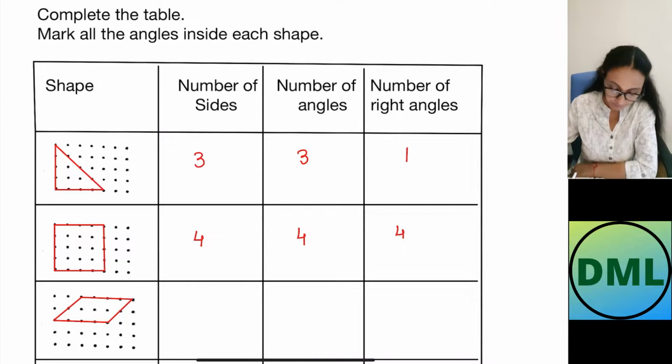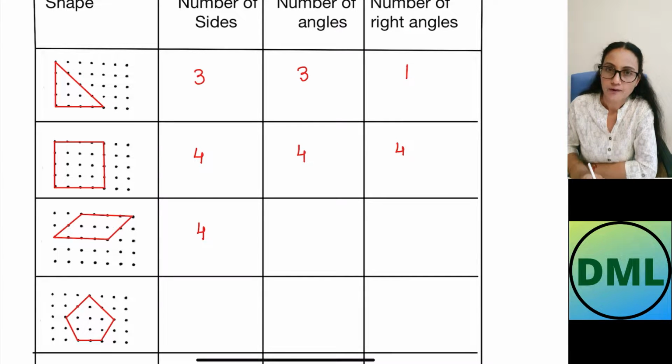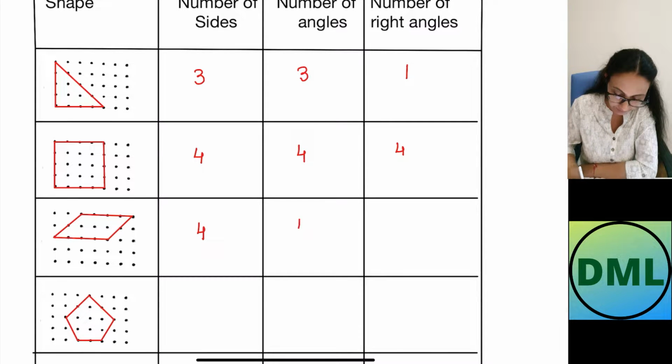Let's see our next shape. This is our shape. How many sides do we have? 4, right? 1, 2, 3 and 4 sides we have. Let's write down the value here. How many angles do we have? 4, right? 1, 2, 3 and 4 angles we have. Let's write down the value here.